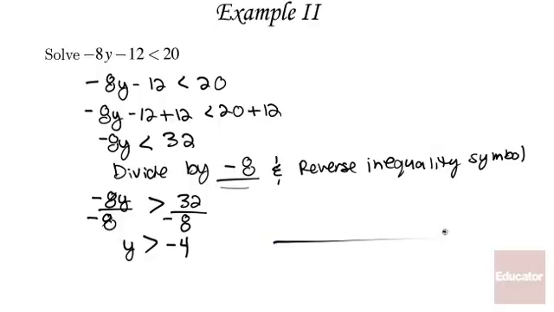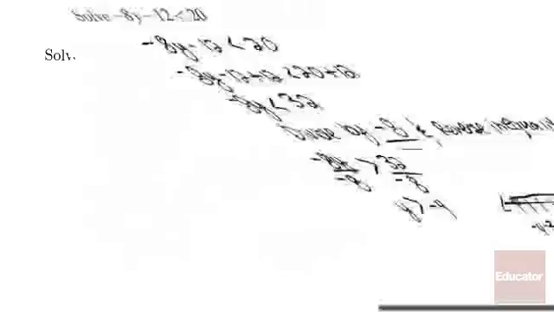Again, I could represent this on the number line. And it's telling me that y is greater than. Not greater than or equal to, just greater than. So I'm going to use an open circle. And everything that is greater than that value of negative 4 is part of the solution set.